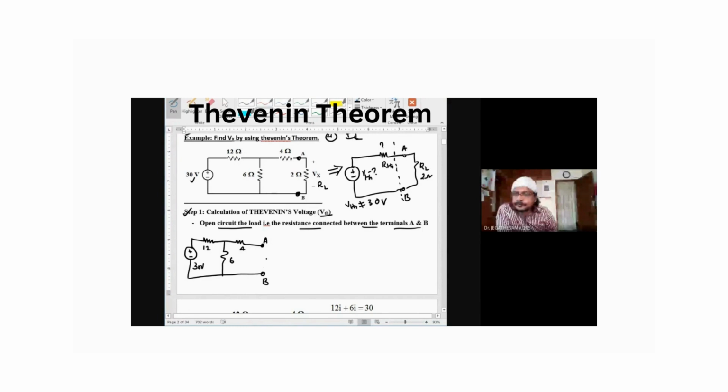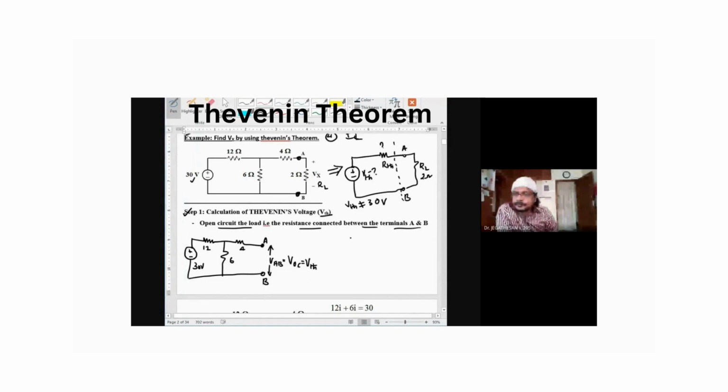Okay. Now, this terminal is an open circuit terminal. The voltage across these two terminals, VAB, is equal to our VOC, the open circuit voltage, which is equal to the Thevenin's voltage. You understood? The voltage across the open circuit terminals is equal to Thevenin's voltage.